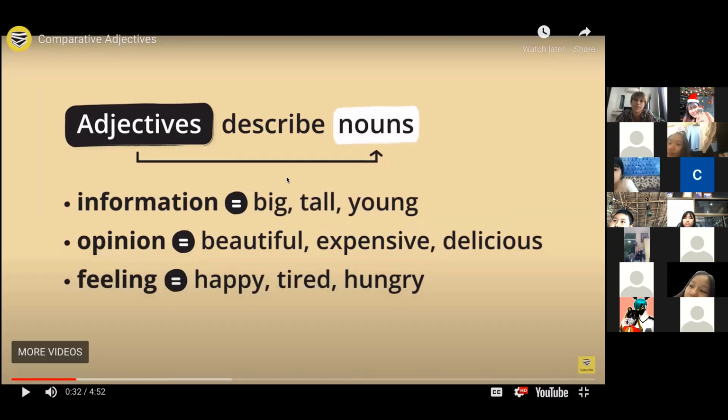Okay, so adjectives describe nouns. They give information, they tell us someone's opinion, or they tell us how someone is feeling.